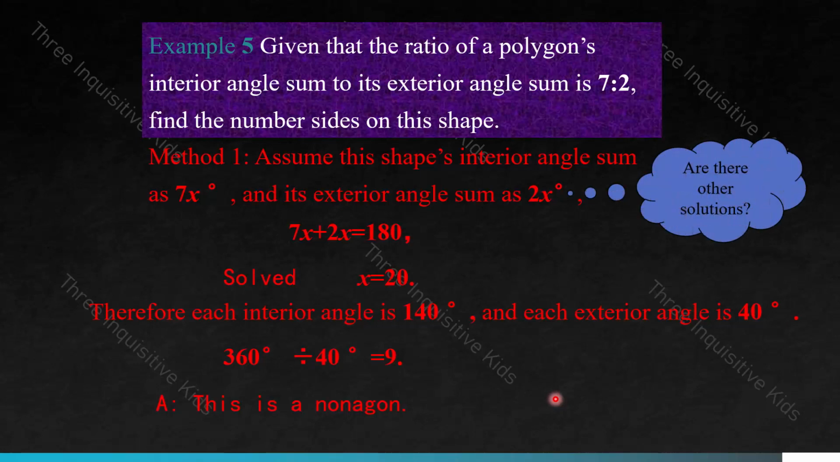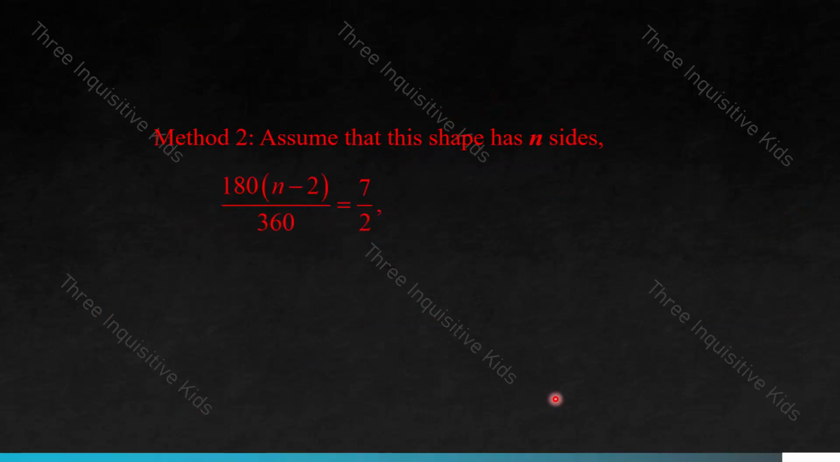But are there other solutions? As I said, there is a method two as well. Assuming that this shape has n sides, we can make the equation 180 times n minus 2 over 360 degrees is equal to 7 to 2. So what we're doing here is taking the ratio but putting it in fraction form, and then having an equal sign in between them to show that these are equivalent ratios. Solved, n is equal to 9.